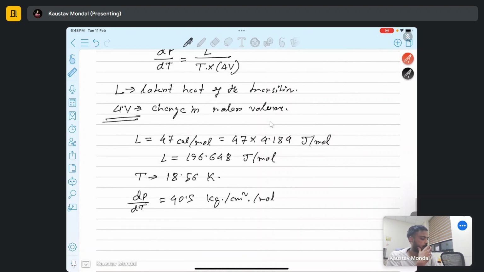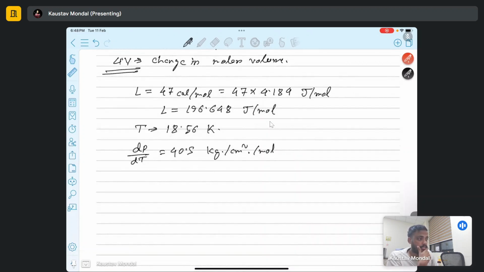Okay, so this is written as kg per centimeter square, but we need to write it in terms of pressure and temperature, right? So how can we do that? For that I have to convert it into Pascal per Kelvin. In order to do that, you first convert kg into dyne, and from dyne you convert into Pascal per Kelvin.